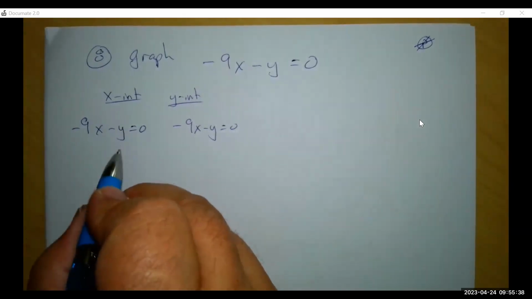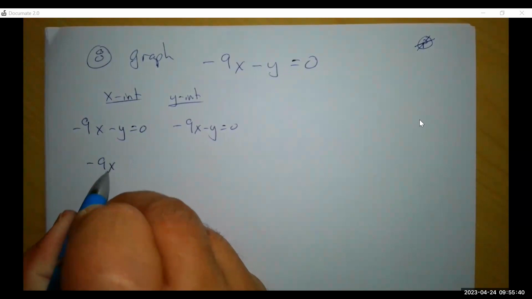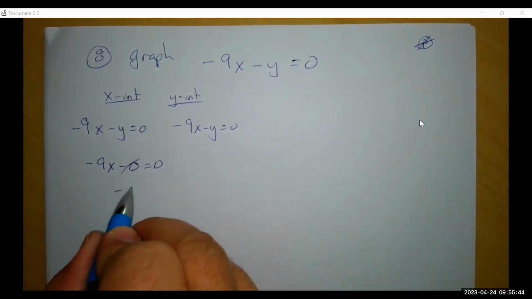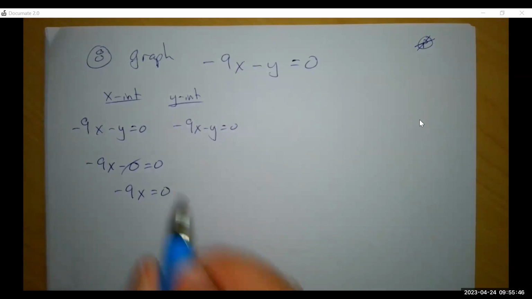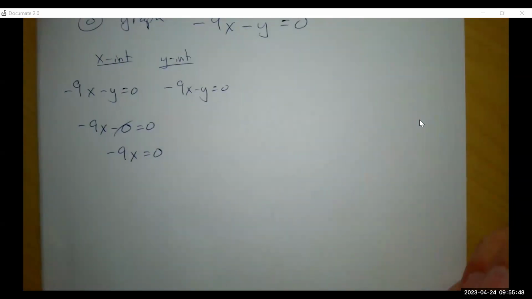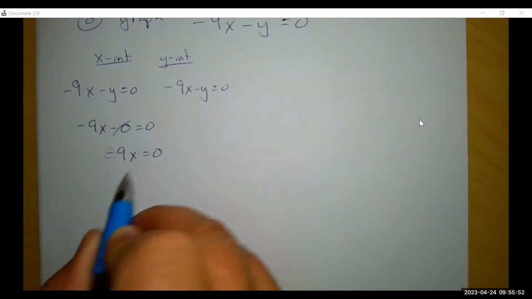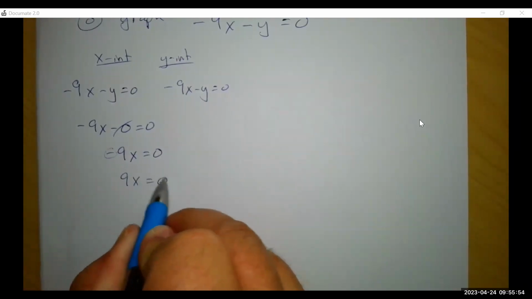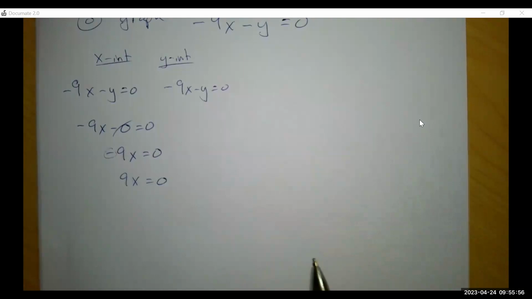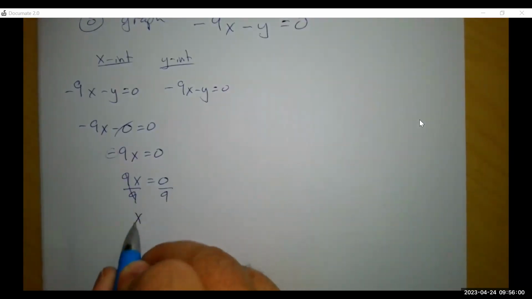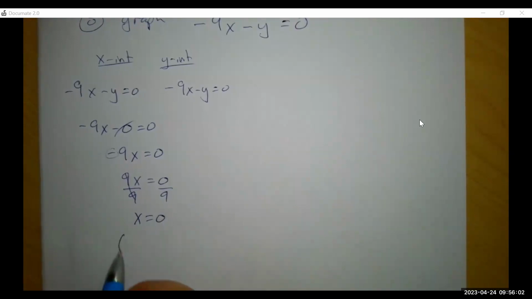So in the first one, the x-intercept, I set y equal to 0 and solve for x. First off, I've got to change the signs. So it's positive 9x equals 0. 0 doesn't have a sign. Divide by 9. So it goes to 0, 0.